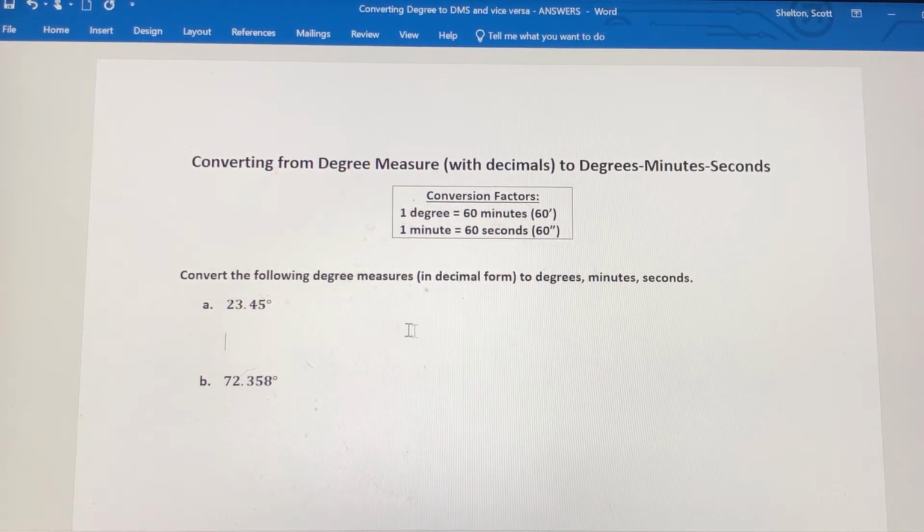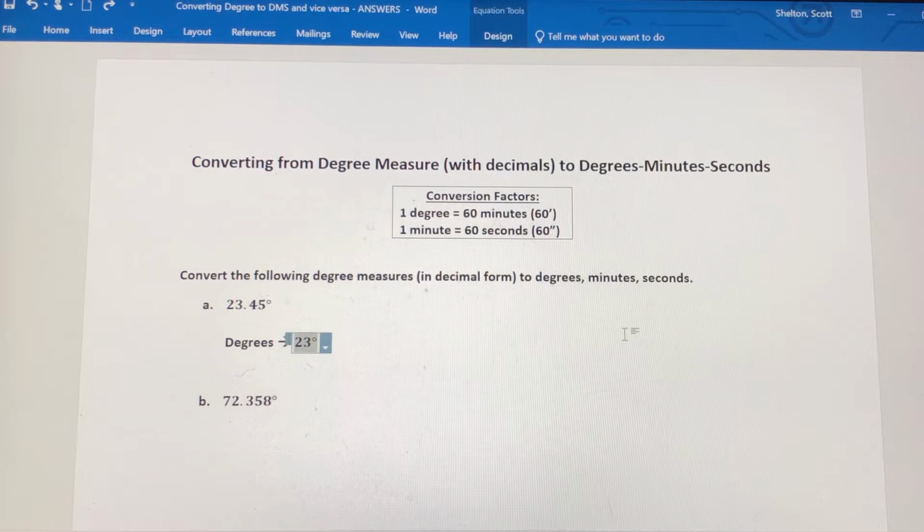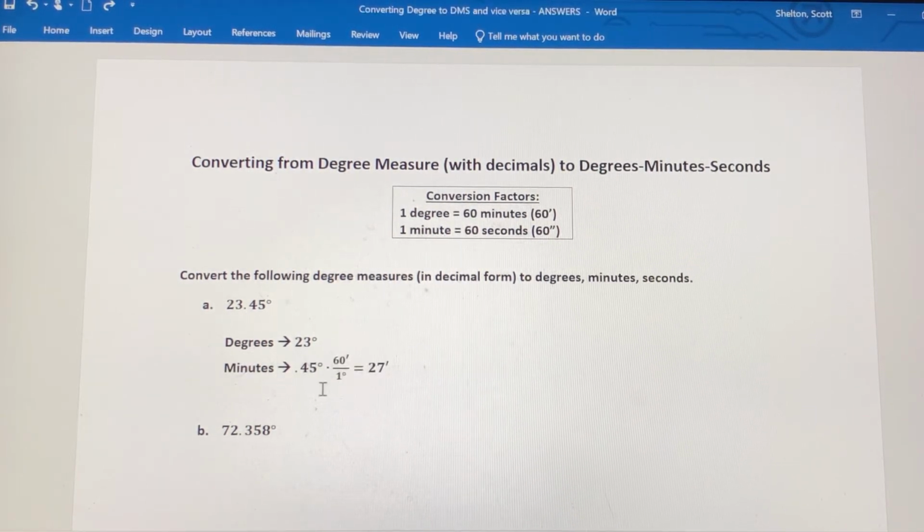So again, I'm going to have 23 degrees, and I'm going to take what's left over. What's after the decimal here is 0.45, okay? So that's 0.45 degrees, and that's going to help me find the minutes, okay? Well, for 0.45 degrees, I'm going to use this conversion factor. I'm going to multiply by what is 1, 60 minutes over 1 degree. 60 minutes is 1 degree, so I'm just multiplying by 1 here. So 0.45 times 60 over 1 is going to be 27 minutes.